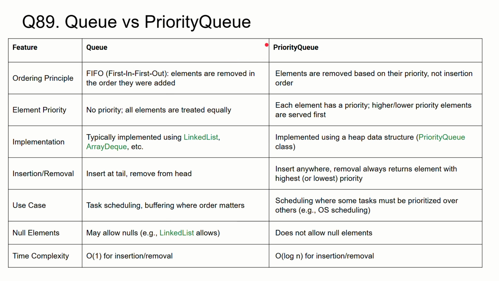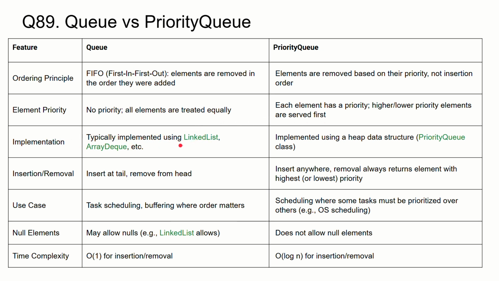Another important question is queue versus priority queue. Let us also understand them with the help of features. Ordering principle: in queue, it is FIFO. In priority queue, elements are removed based on their priority, not their insertion order. Element priority: in queue, there is no priority. All elements are treated equally. But in priority queue, each element has a priority. Higher or lower priority elements are served first.